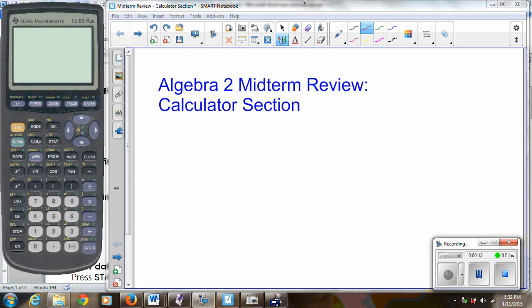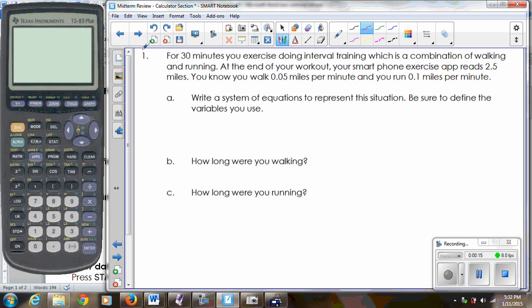So we'll go ahead and begin with number 1 in the calculator section, which says, for 30 minutes you exercise doing interval training, which is a combination of walking and running. At the end of your workout, your smartphone exercise app reads 2.5 miles. You know you walk 0.05 miles per minute and you run 0.1 miles per minute. Write a system of equations to represent the situation. Be sure to define the variables you use.